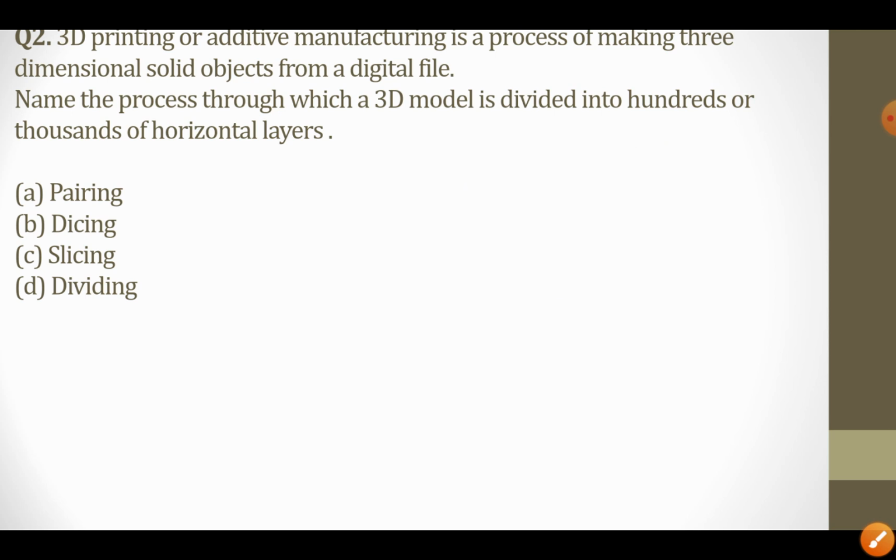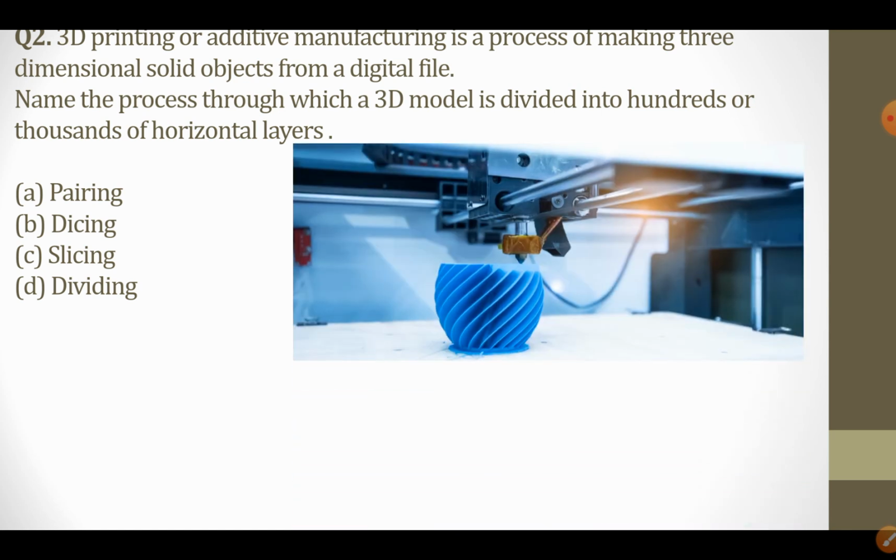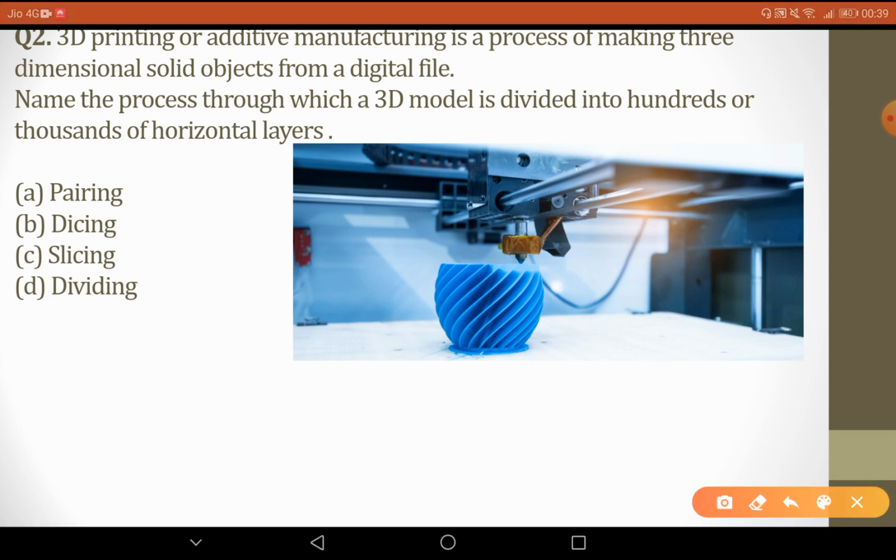3D printing or additive manufacturing is a process of making 3D solid objects from a digital file. Name the process through which a 3D model is divided into hundreds or thousands of horizontal layers. So the right answer is slicing. You can see in the picture how from a digital file a three-dimensional solid object has been created.